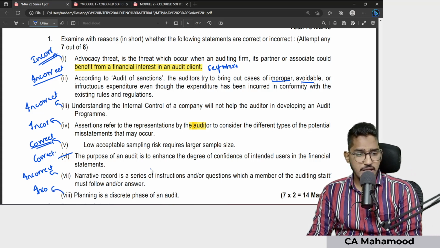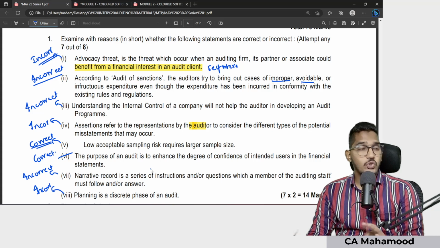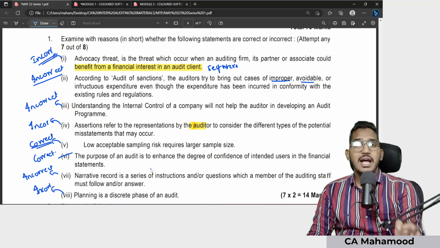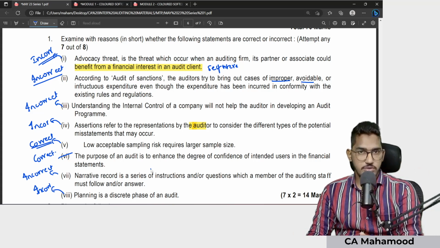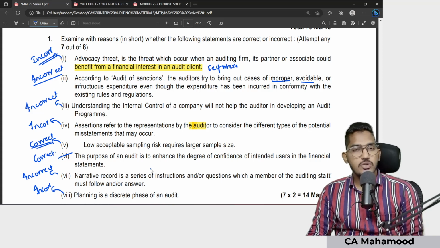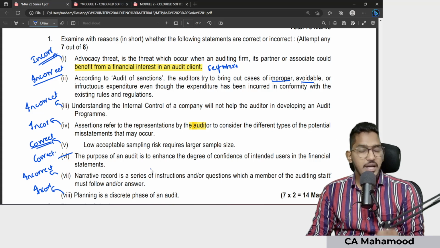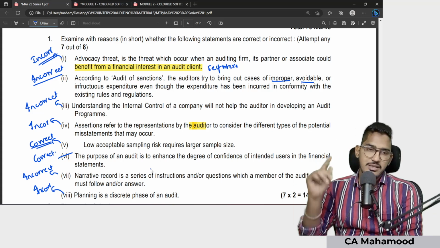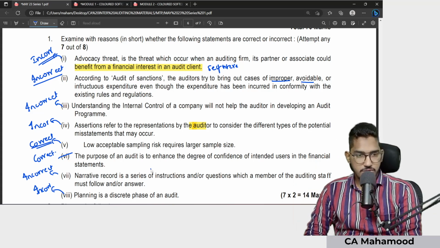No, this statement is also incorrect. As per SA 300, planning is not a discrete phase of an audit. It is rather a continuous and iterative process. It often starts from the completion of the previous year's audit and will continue till the completion of current year's audit assignment. It is not a discrete phase of an audit. It is rather a continuous and iterative process.